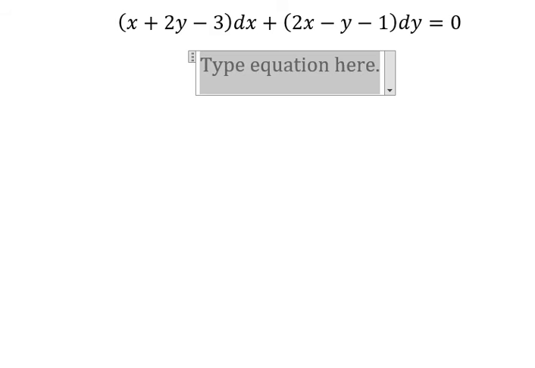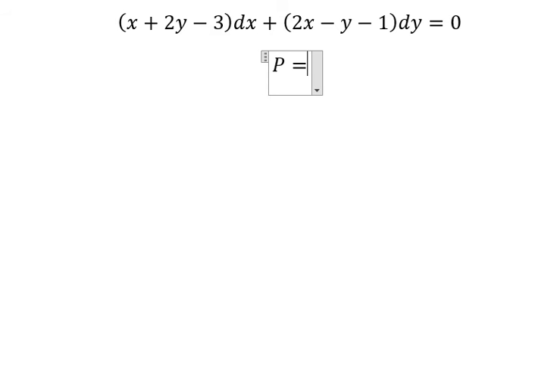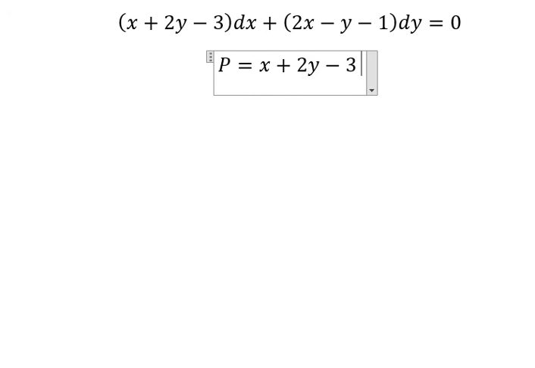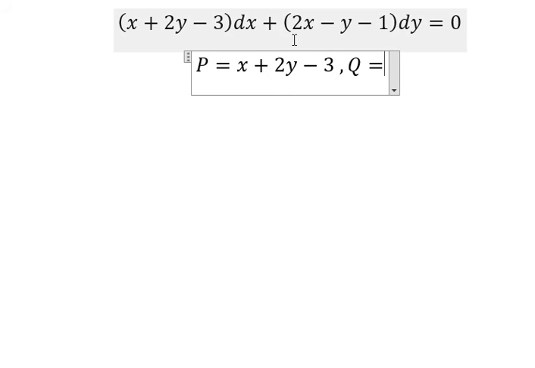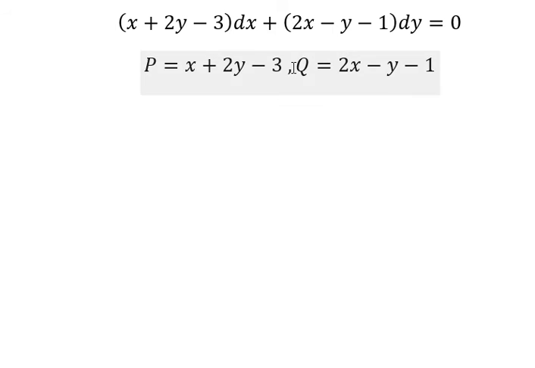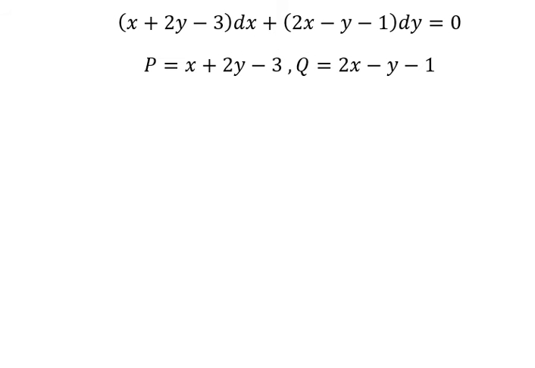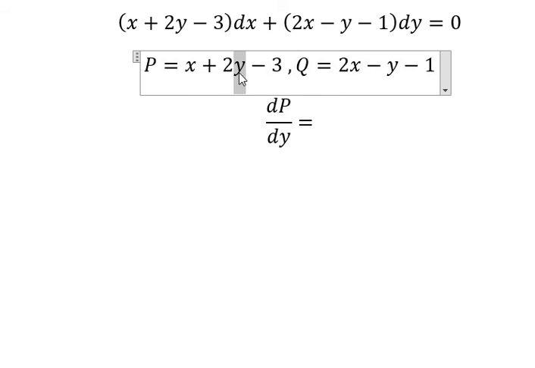I need to put b equals to this one and q equals to this one. Next, we have the s. That means we need to do first the derivative of b with respect to y. So we just have only y in here.